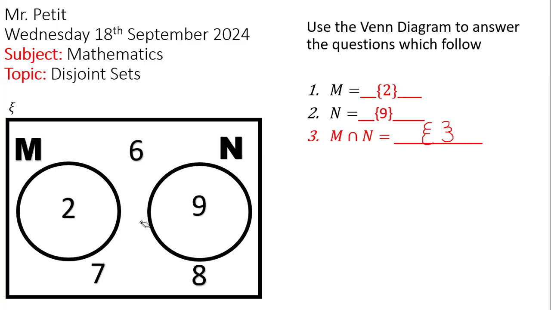Excuse me, Mr. Petit. Yes, Sashanique. I am wondering, I didn't get the last thing you said. Is it that if 2 was in N and it was also in M, would that be an intersection? Yes. Then you would have to combine it. Then you would have to combine the two sets, right?